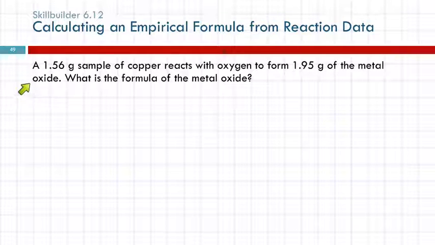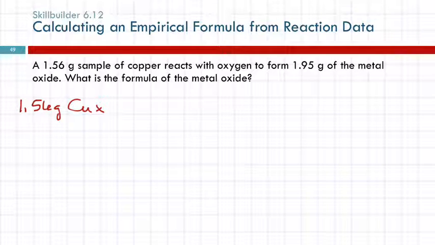This one is very similar to what we're doing in class today in lab. So we have a sample of copper reacting with oxygen to make a metal oxide. And we're supposed to calculate the formula of the metal oxide. So we have 2 elements here, copper and oxygen. What's the mass of copper? How much copper is in the example? 1.56. So 1.56 grams of copper.